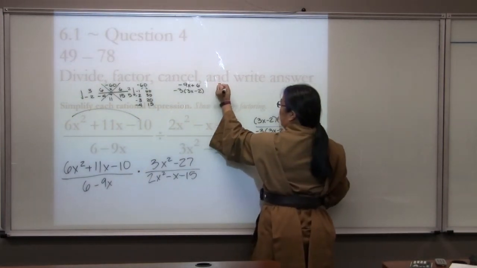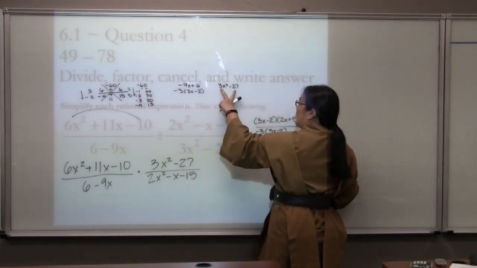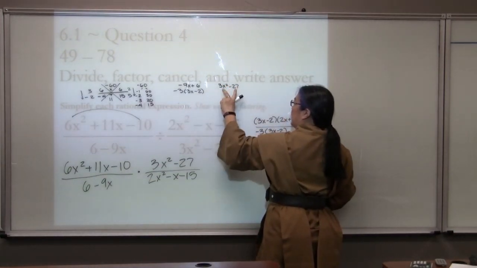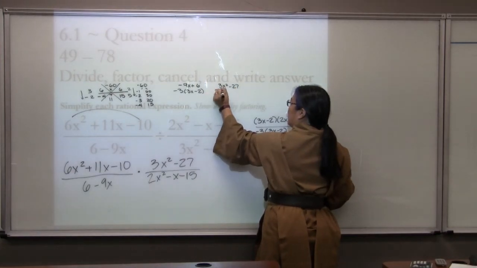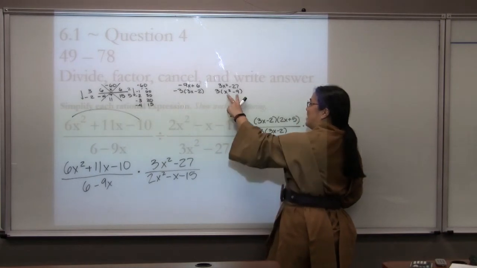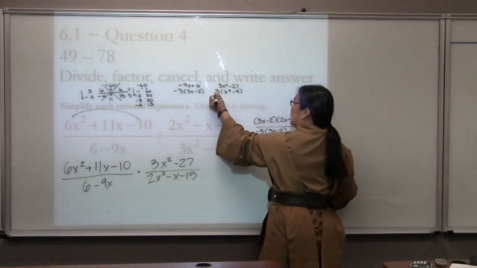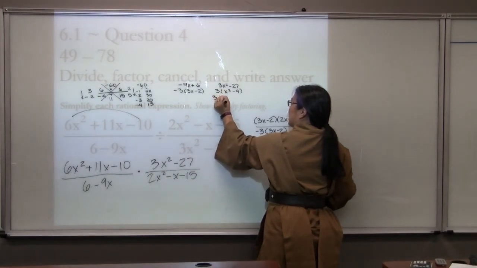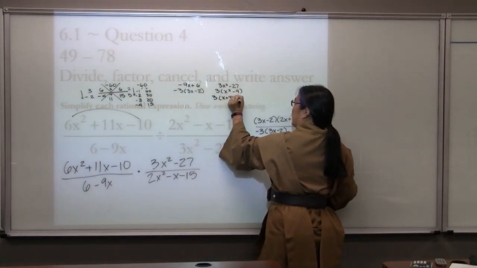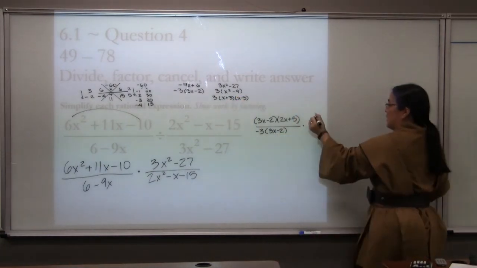We have 3x squared minus 27. It's not looking good, but I see that once again I have a common factor. I can factor out a 3 and I'm left with x squared minus 9, but now x squared minus 9 is a difference of squares, a perfect square minus a perfect square. So that can factor as x plus 3 and x minus 3. If you wrote x minus 3 and x plus 3, that's perfectly fine.